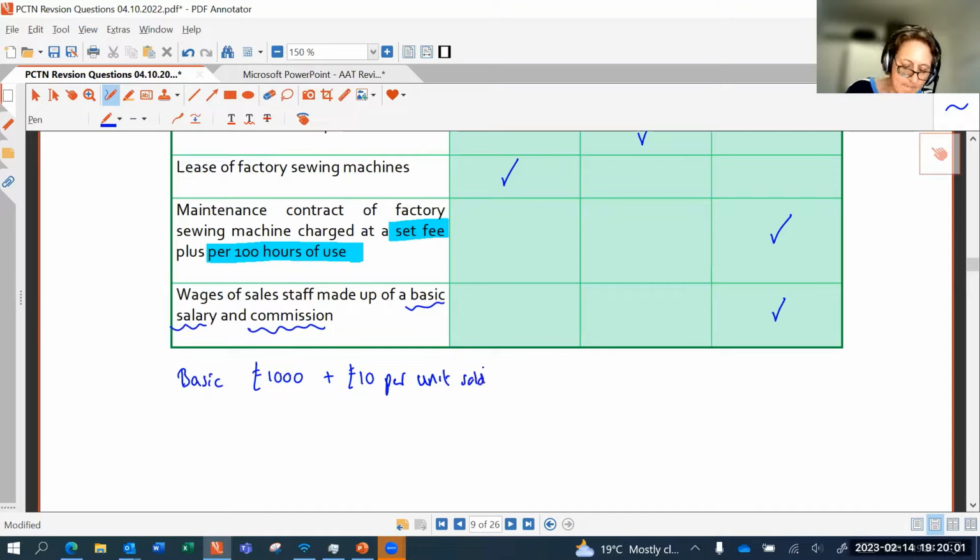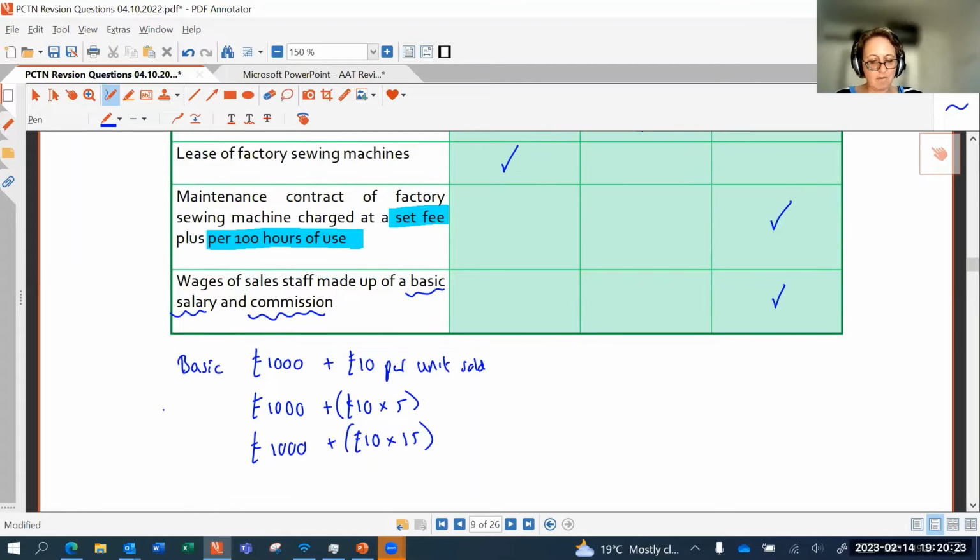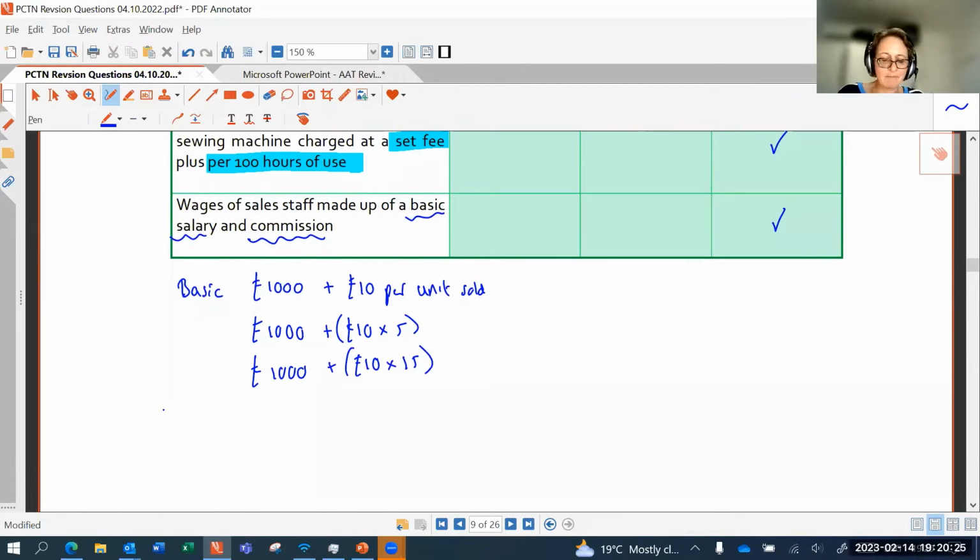So if I worked at this company and I managed to sell 5 units, I could have a basic of 1,000 and I could accumulate an extra £50 in commission. And maybe my friend, who works far harder than me, managed just to sell 15 units, so therefore gets even more money than I do. So we've got the fixed part, which stays the same always, and then the commission, which is driven by the number of units that we actually sell. So it has a fixed element, it has a variable element as well. So that one was semi-variable.